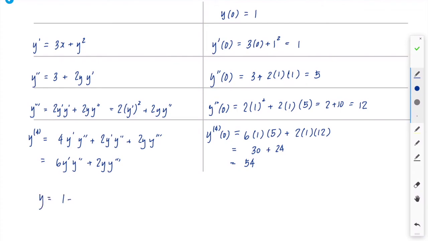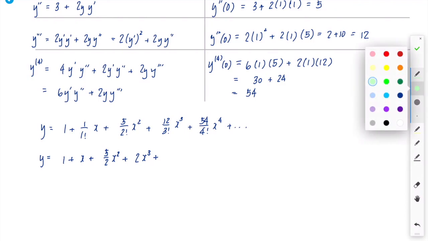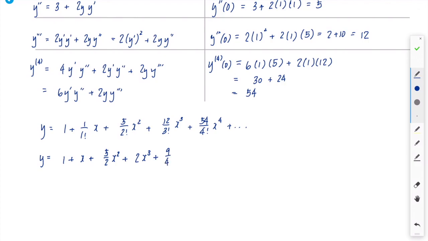Okay? Let's write out the Maclaurin series. Y is 1 plus 1 over 1 factorial x plus 5 over 2 factorial x squared plus 12 over 3 factorial x cubed plus 54 over 4 factorial x to the fourth plus dot dot dot. Let's simplify. 1 plus x plus 5 over 2 x squared plus, 3 factorial is 6, so 2x cubed, plus 54 over 4 factorial. So 54 divided by 2 is 27, divided by 3 is 9, so 9 over 4 x to the power of 4 plus dot dot dot.